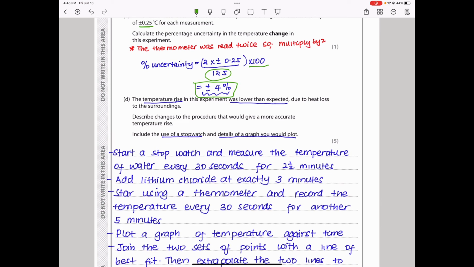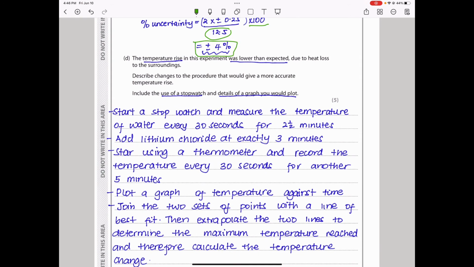To continue, the temperature rise in this experiment was lower than expected due to heat loss to the surroundings. Describe changes to the procedure that would give a more accurate temperature rise. Again, this is a more accurate temperature rise. That means we will have to monitor the temperature very carefully. So they say include, in our description, a stopwatch and details of a graph you would plot.